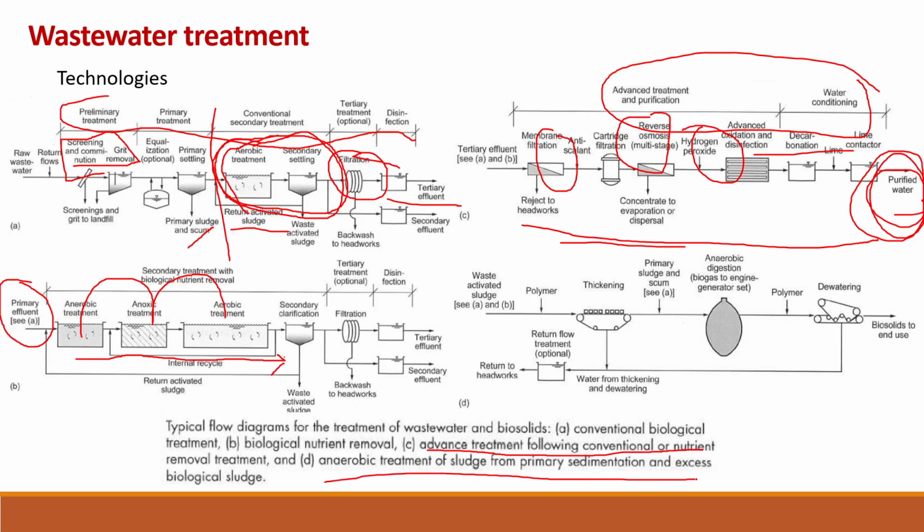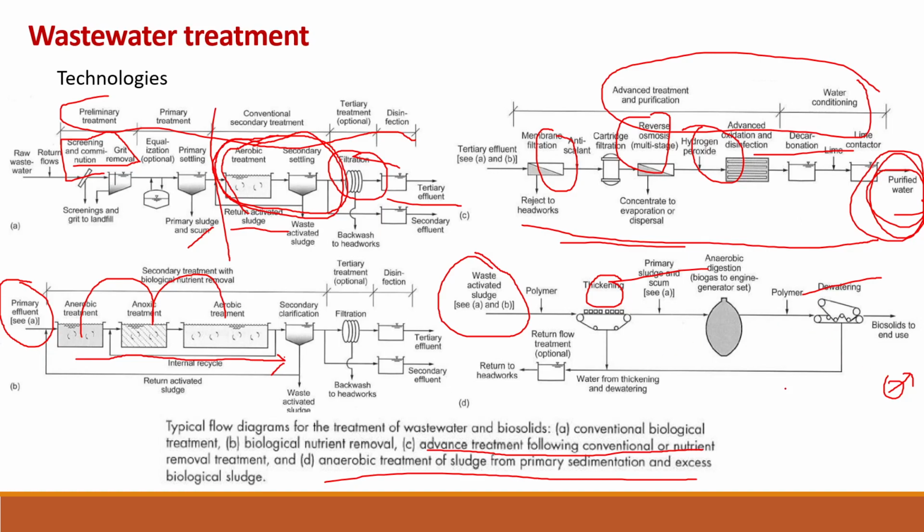Now, how the sludge is treated: there are different materials and different processes. Suppose the activated sludge, or the sludge from the primary and secondary treatment, is brought to this treatment plant. First the sludge is thickened and finally it is dewatered. After dewatering, the sludge can be reused as biosolid for agricultural purposes, as a fertilizer.